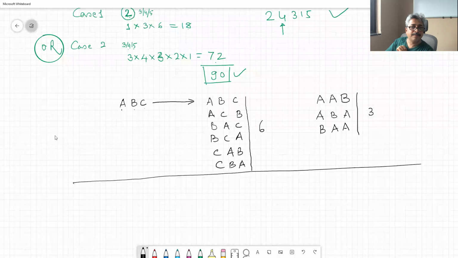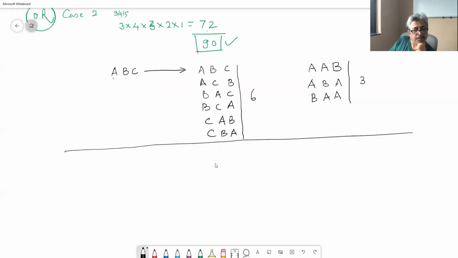Study number 2. Suppose I have A, B, C, D, 4 letters. How many permutations? Unnecessary listing doesn't make sense. We know the answer: 4 factorial. That is 4P4. Yes, sir. 4 factorial, 24.